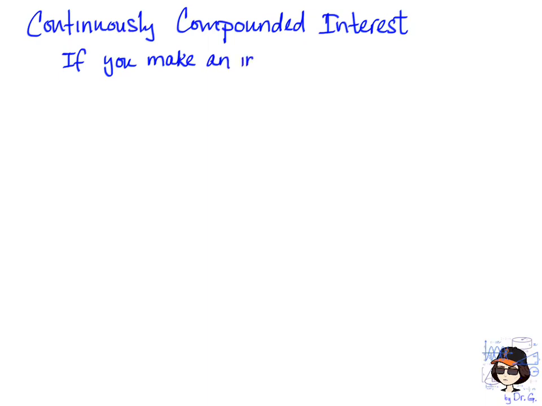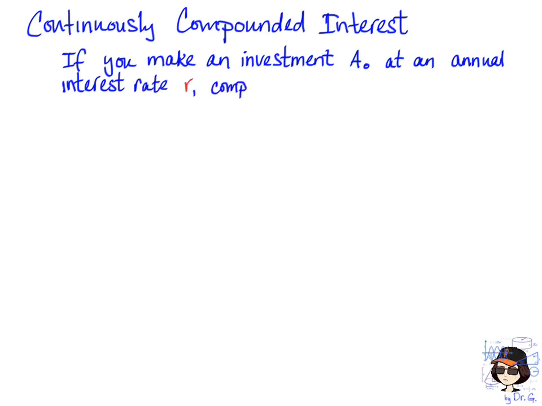So suppose you make an investment of an amount, A0, at an annual interest rate, R. And suppose that interest is compounded N times per year. So that means N times a year, the annual interest rate is divided by N, and then that amount of interest is computed on your investment and added to your investment. So then the next time it's computed, the interest is computed on a larger amount, and it's done N times a year. So let's see what that formula looks like.